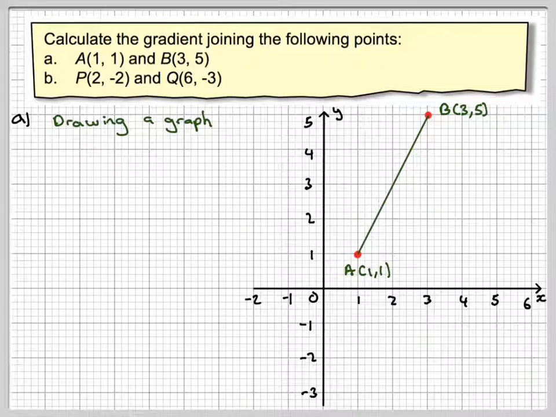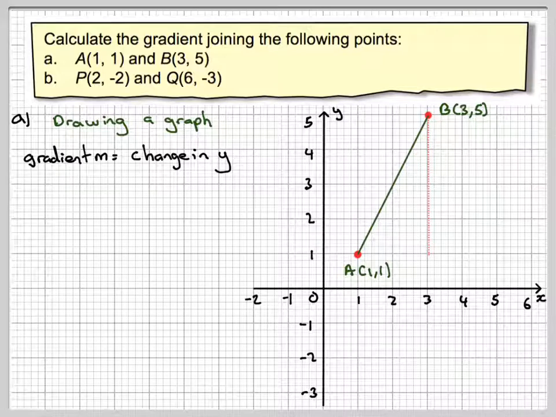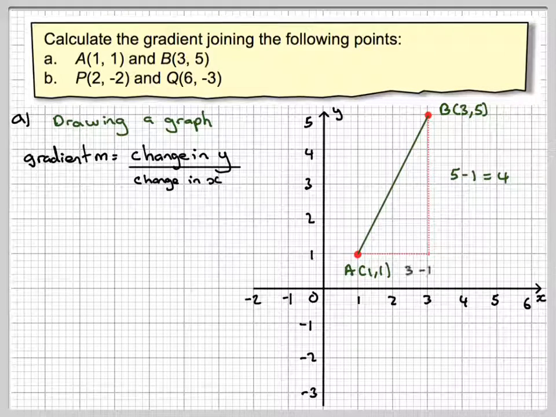Now the gradient is the change in Y, which is represented by that red line there. You can calculate that by doing 5 take away 1. Notice the Y coordinates, 5 take away 1, which is equal to 4, so we can see that it's changed by 4 just by looking at it. Divided by the change in X, which is 3 take away 1, which is 2.